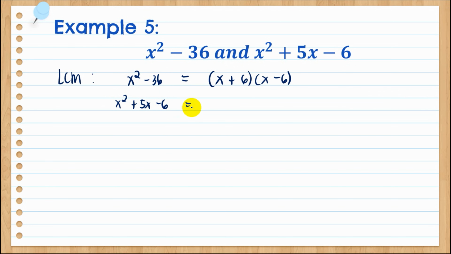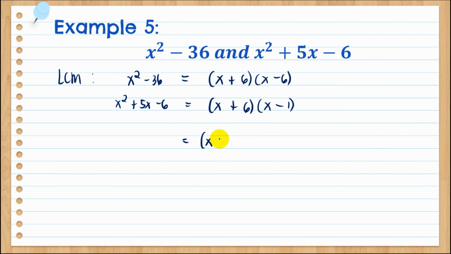Okay? And then, for the trinomial, x squared plus 5x minus 6. So, this is a general trinomial. Now, we have to find the factors of negative 6 with the sum of positive 5. So, that is no other than x plus 6 and x minus 1. If you multiply positive 6 by negative 1, the result will be negative 6. And if you add positive 6 and negative 1, the result will be positive 5.